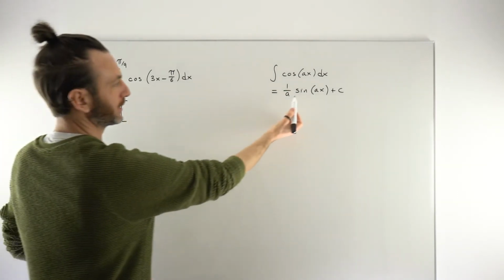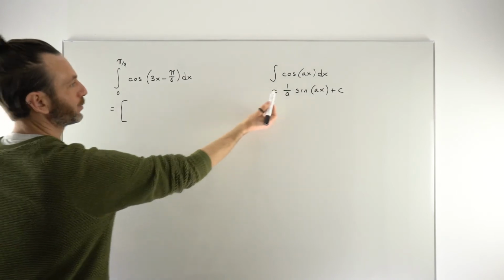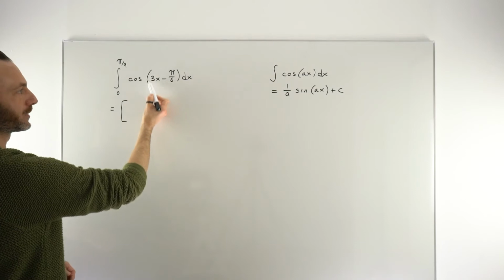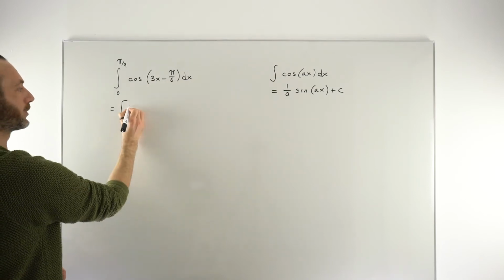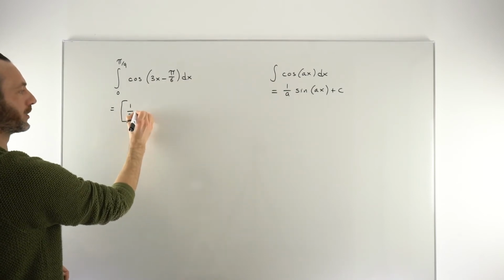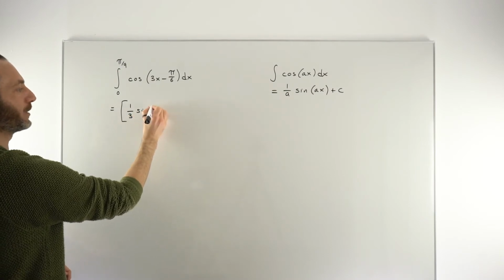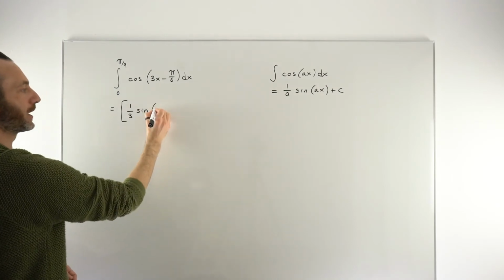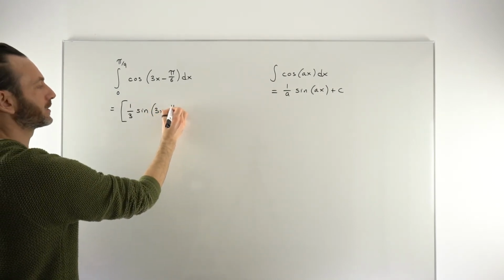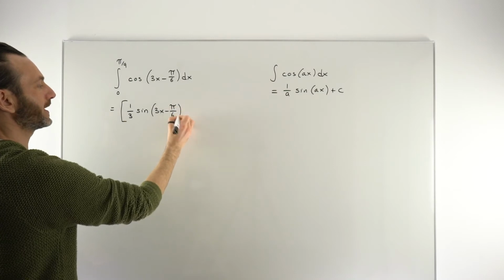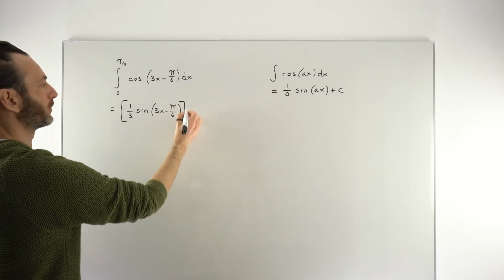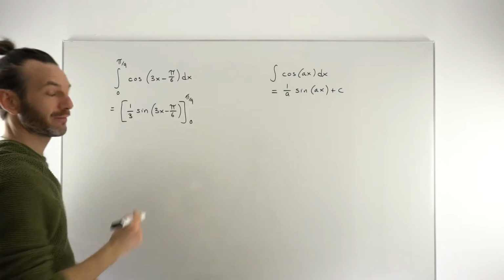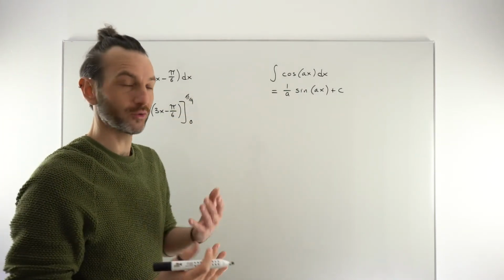Cosine we know integrates to positive sine, and this 1 over a is 1 over the derivative of the inside of the bracket. The derivative of the inside of the bracket is 3, so in our case we're going to get 1/3 times sine, and the bracket itself never changes, so the ax stays as ax. Our bracket will stay as 3x minus pi over 6. That is our integral, evaluated between the limits 0 and pi by 9. Remember, because it's a definite integral, you don't need a plus c, no constant of integration.